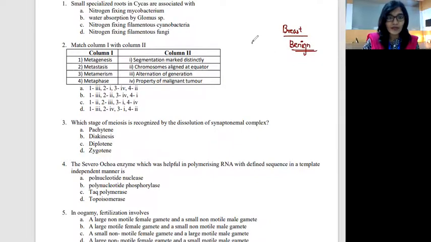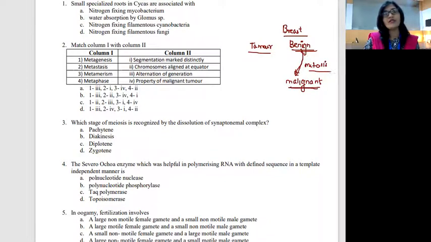Suppose this is a benign tumor. And if this benign tumor spreads from the breast area and reaches every part of the body through blood, then that is a malignant tumor. Malignant tumors are the spread form of tumors. The process is called metastasis, which moves from the location where the tumor is present to different regions. So let's see the property of malignant tumor. You can see second is equal to 4. Okay, let's see the next one.